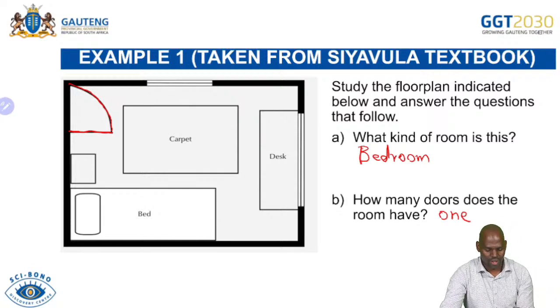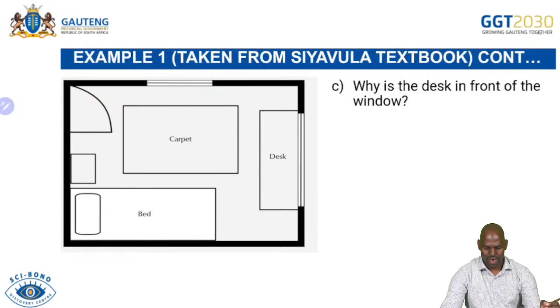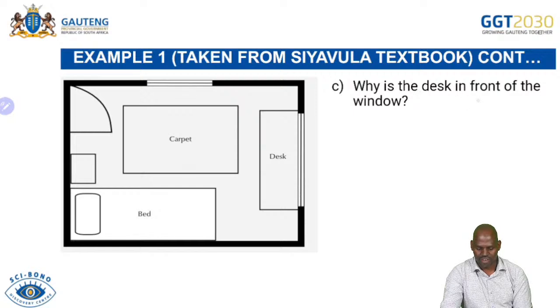So remember, this one is a window. That one is a window, and so on. Okay, then example one again, they say, why is the desk in front of the window? There you've got a desk, and you've got a window. Now they are asking, why do you think the desk is in front of the window?